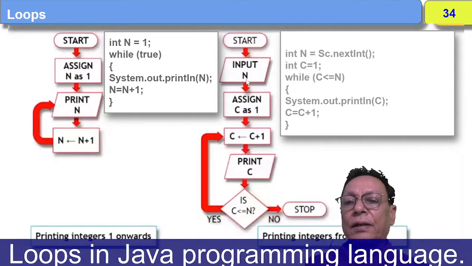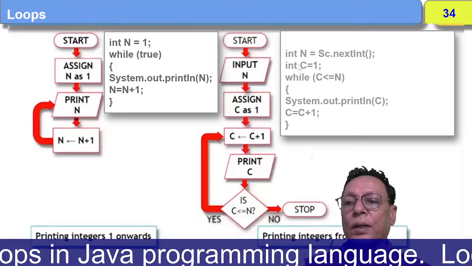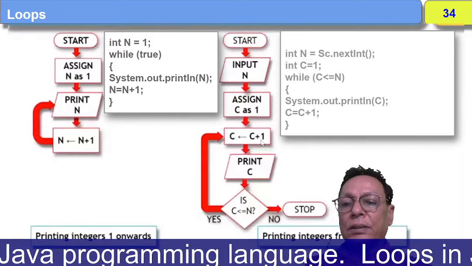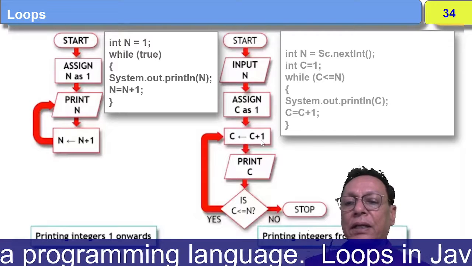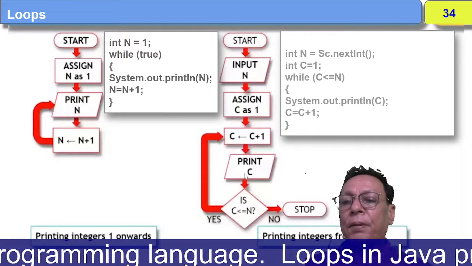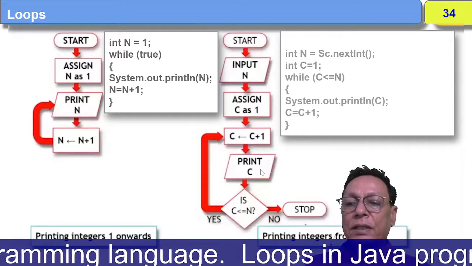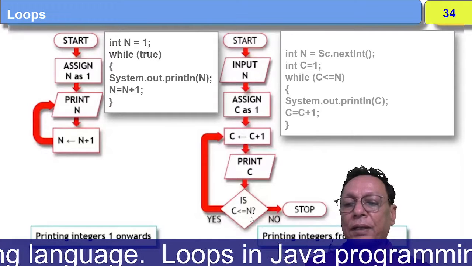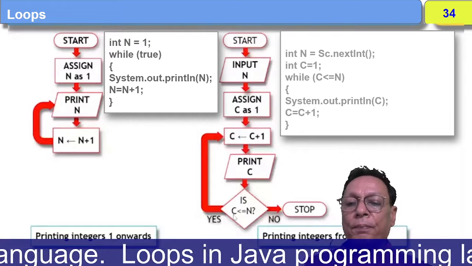Input the value of n, assign C to 1, and C is equal to C plus 1, that is, C is being incremented, and this time C is being printed, and if the value of C is less than or equal to n, it keeps on going.